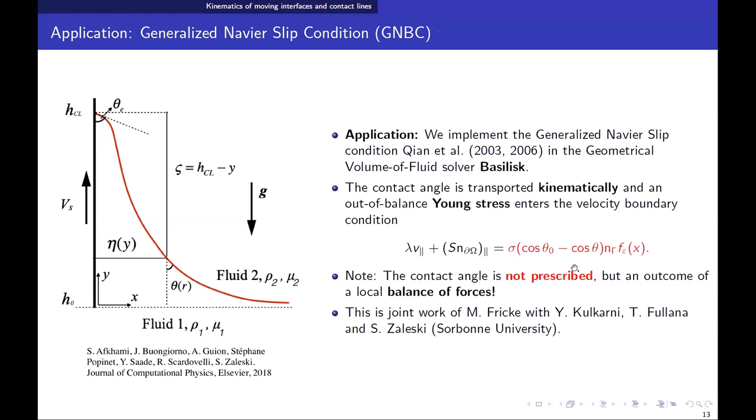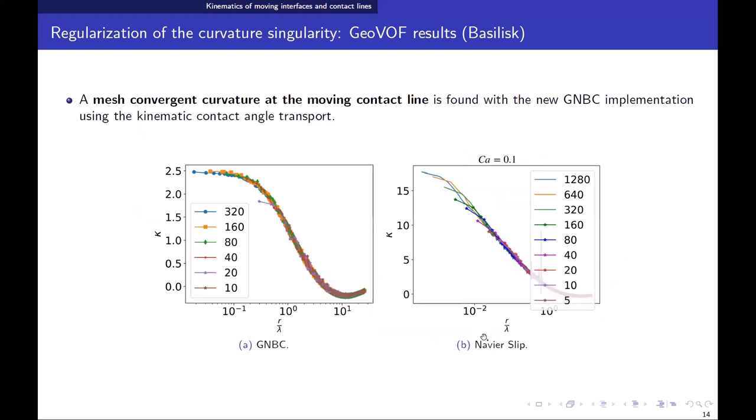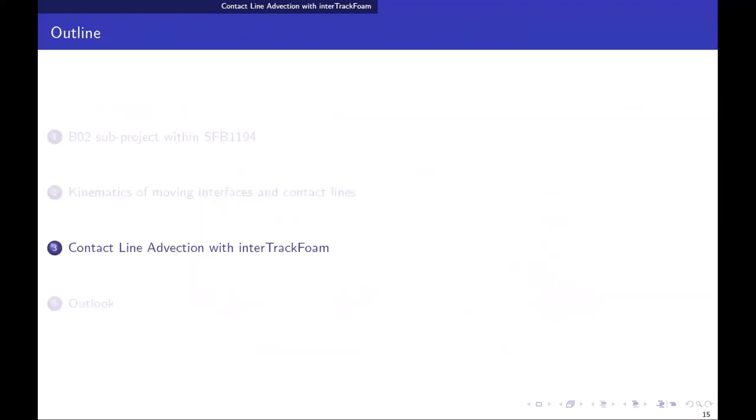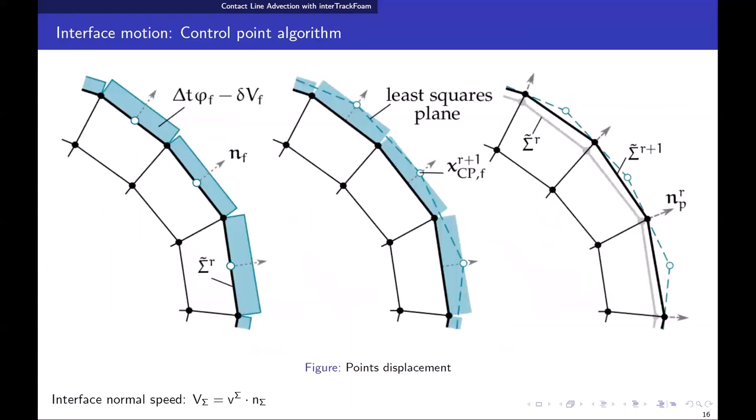So what was the important finding from this work was that with Navier slip, with a prescribed contact angle, we saw that the curvature doesn't converge. It's logarithmically diverging. And here, with the application of the generalized Navier boundary condition, the measured contact angle included in the Navier slip, we have a convergence in the curvature values. So now we could possibly reach a complete regularization of the contact line problem. So we want to go here, with InterTrackFoam, with all the features it gives us.